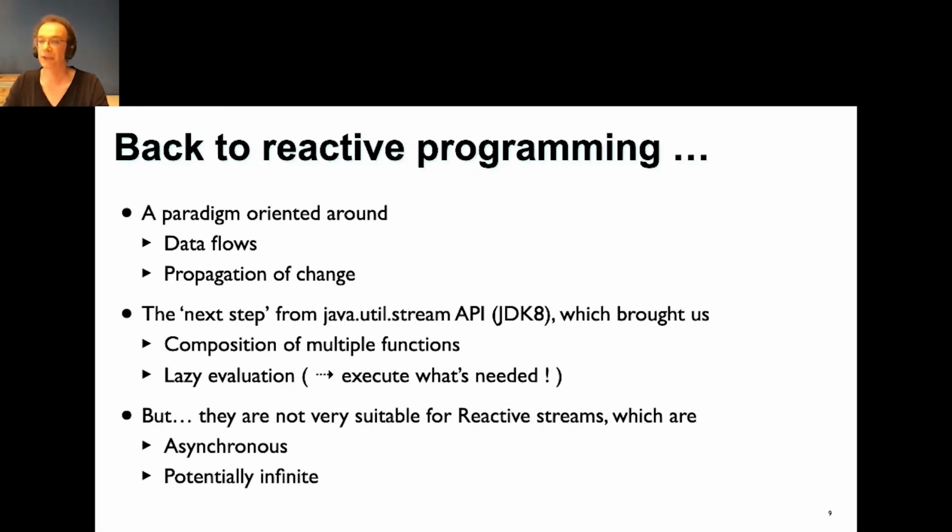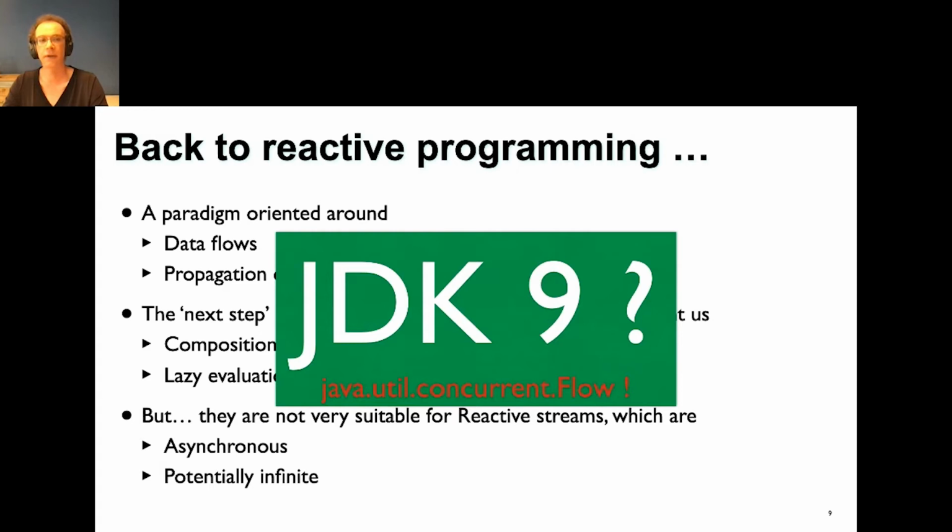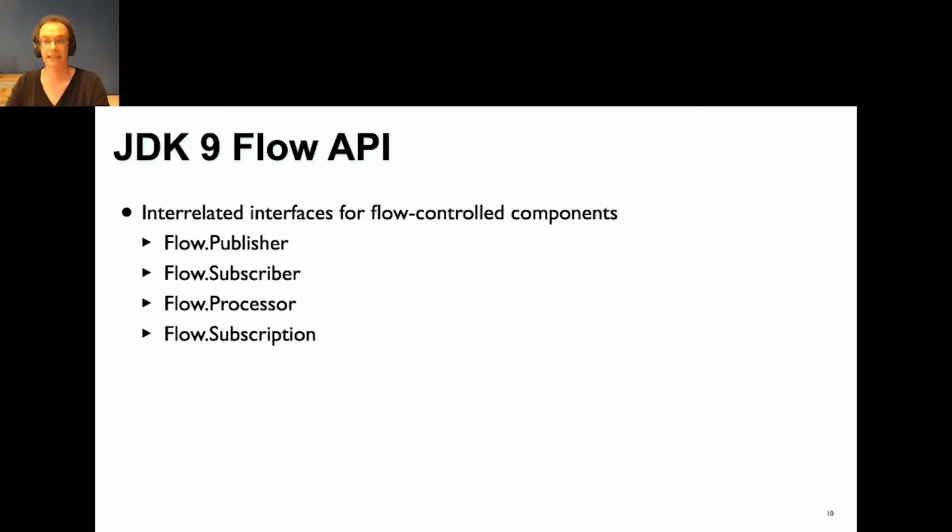So now back to reactive programming. This was the paradigm oriented around data flows and propagation of change. Now, didn't we get Java 9, which brought us java.util.concurrent.Flow? Yes, we did. Of course we did. Well, let's have a look at that. This Java 9 Flow API brought us 4 interrelated interfaces: the Flow Publisher interface, the Subscriber, the Processor, and the Subscription.